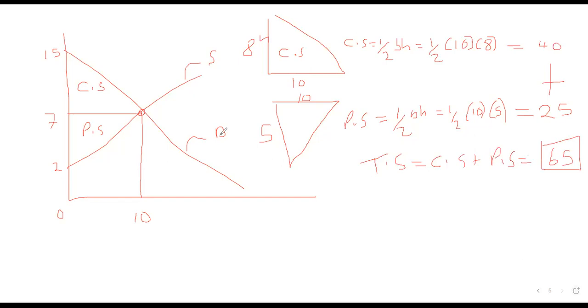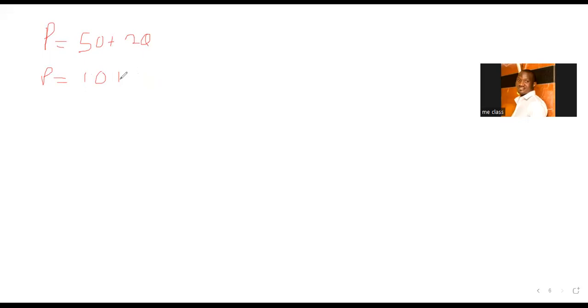I said equilibrium is simply a point where demand equates what? Supply. So at these two points, we can find the consumer surplus and the producer surplus. They will give you actual figures, to say, suppose our P is 50 plus 2Q, and here we're given P is equal to 10 plus 3Q. So which one is the demand and which one is the supply?